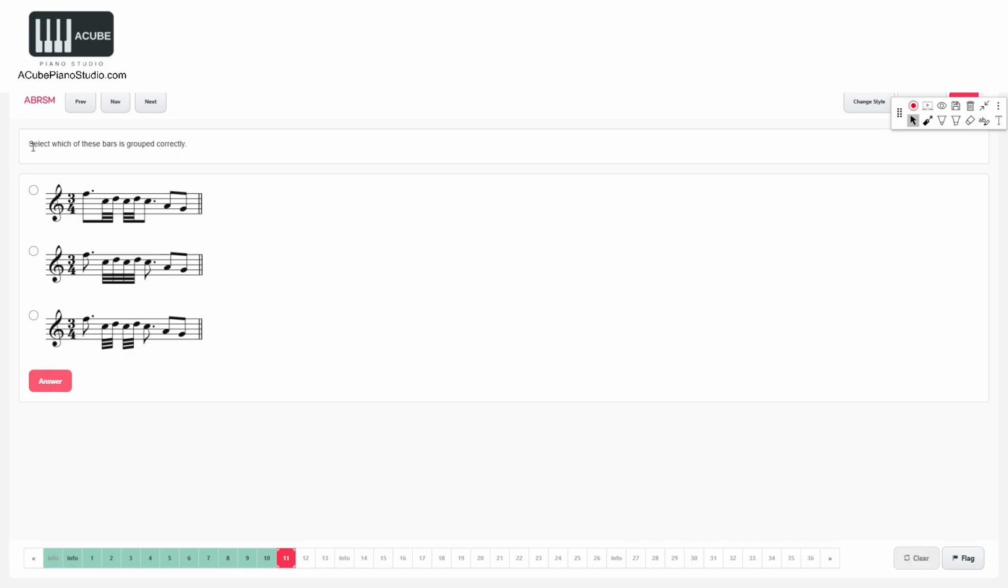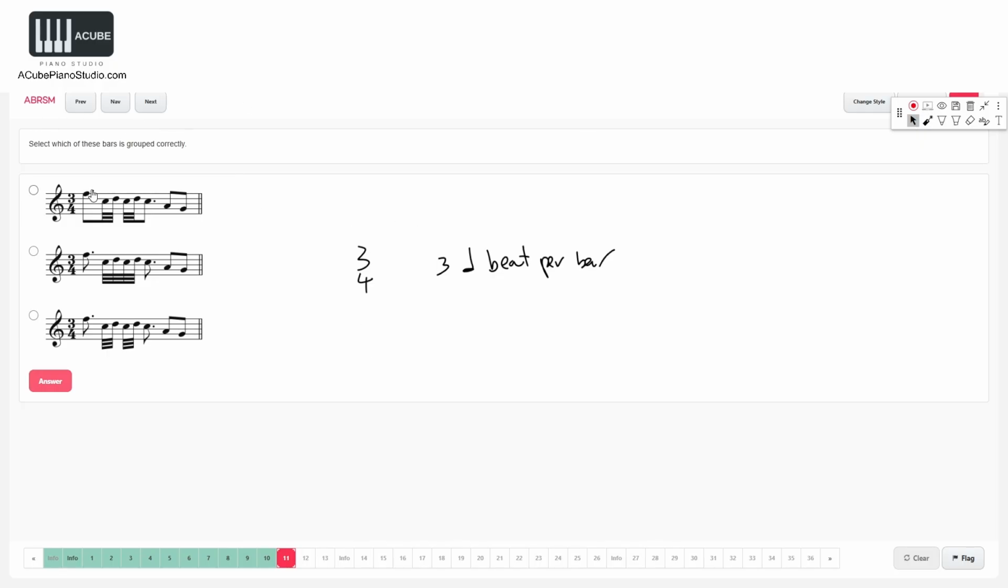Alright. Next, select which of these bars are grouped correctly. So this is 3/4 time. So 3/4 time. What is 3/4 time? 3/4 time is simply 3 crotchet beats per bar, right? So if you have 3 crotchet beats per bar, what does it mean? You should group 1 crotchet beat by 1 crotchet beat.